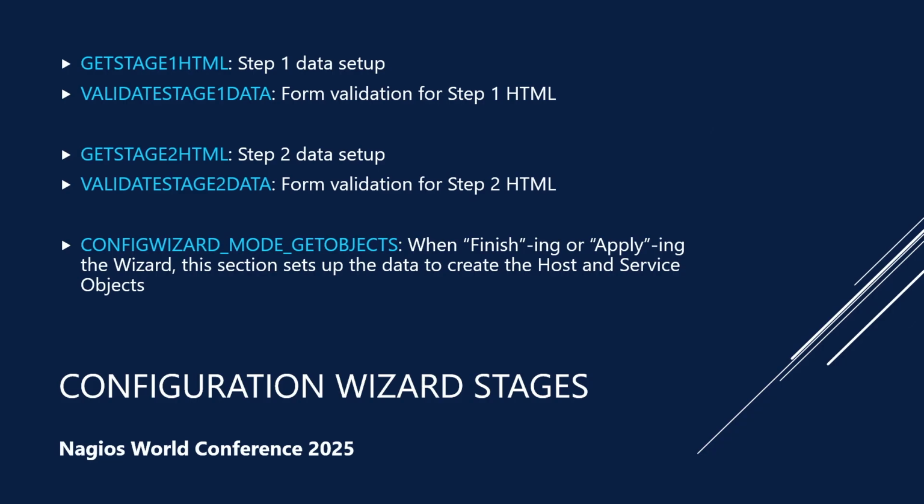And so here you just want to make sure you're passing data from step to step. Get stage 1 HTML is what will set up the first form. And then when you submit it, it runs through the validate code. And the same for step 2. The only other thing you really need to touch is the config wizard mode get objects, usually at the very bottom of the wizard. And this is where you're actually telling the code how to create your hosts and services.